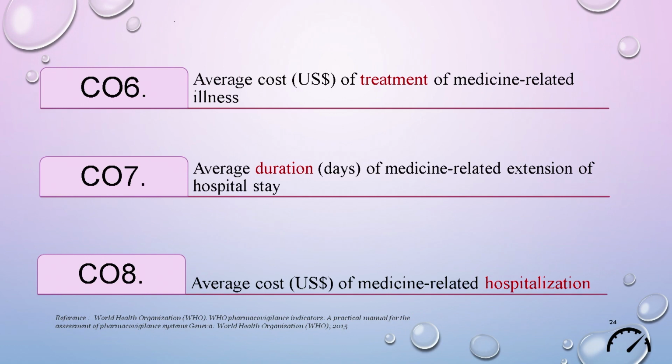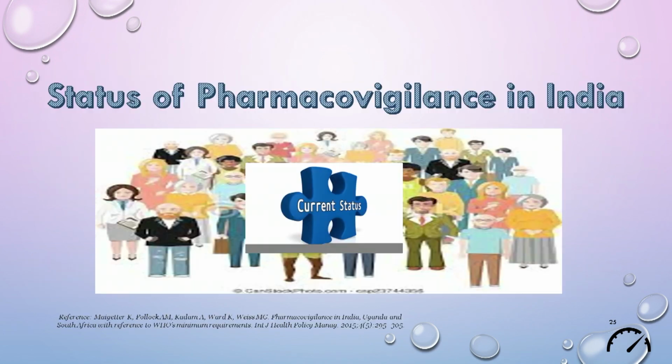So collectively we will have 27 core indicators: 10 structural, 9 process, and 8 outcome indicators. Based on this, as we have passed around a decade since the inception of pharmacovigilance, some studies have been conducted to assess the pharmacovigilance system in India also.